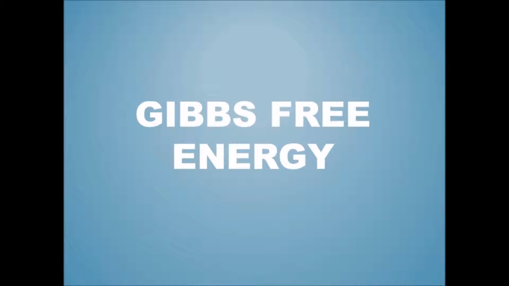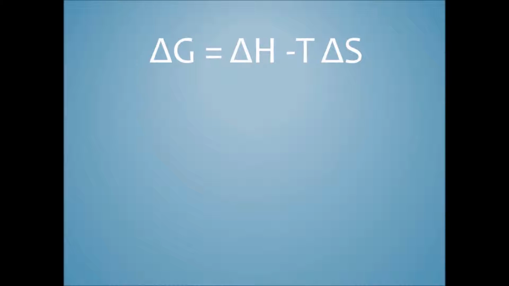Gibbs free energy is a very important part of passing the AP Biology exam. It is actually very simple math if you know how to interpret the results you receive. This is the equation for Gibbs free energy. It is delta G equals delta H minus T delta S.